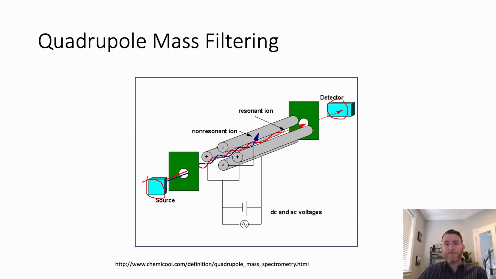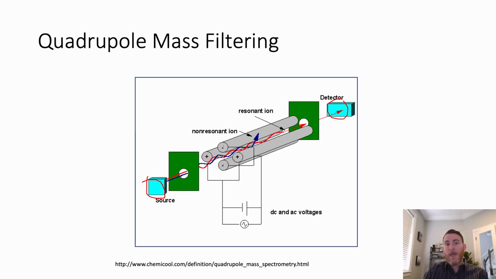And this continues to happen. The charges of the poles flip back and forth, optimized for the mass that you want, and you can see that the red ion is basically able to spiral through. It looks like a sine wave, but it's actually more of a spiral that's getting through. But you can see that the blue ion has become unstable. It's called an unstable trajectory, and that ion eventually collides with one of these 4 poles. In fact, all ions that don't meet that mass criteria of 300 end up colliding with the poles before they reach the detector. And that is the essence of quadrupole mass filtering.